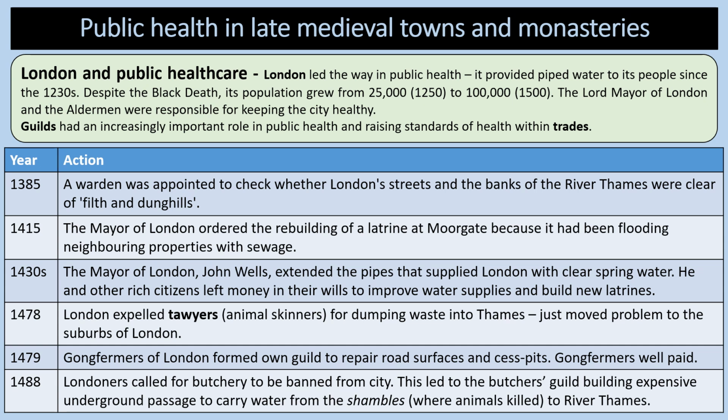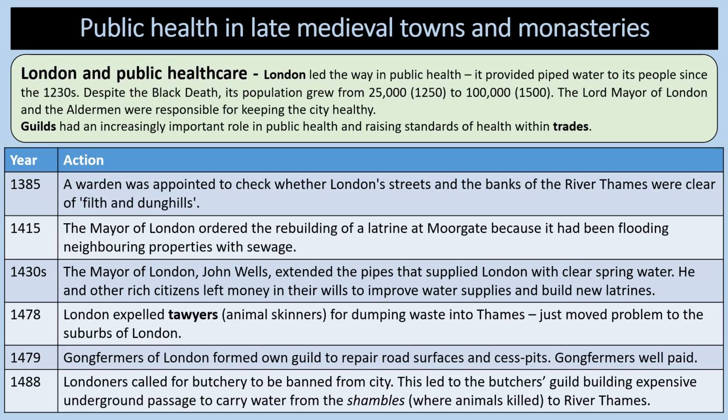So let's have a look at some specific actions in London after the Black Death. So in the year 1385, a warden was appointed to check whether London's streets and the banks of the River Thames were clear of filth and dunghills. In 1415, the Mayor of London ordered the rebuilding of a latrine at Moorgate because it had been flooding neighbouring properties with sewage. In the 1430s, the Mayor of London, John Wells, extended the pipes that supplied London with clear spring water. He and other rich citizens left money in their wills to improve water supplies and build new latrines, their toilets.